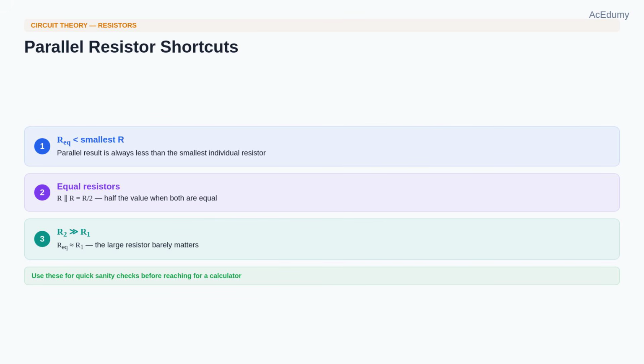Third, if one resistor is much larger than the other, say R2 is 100 times R1, then R equivalent is approximately equal to R1. The large resistor barely affects the result. Keep these rules in mind. They're great for quick sanity checks before you even pick up a calculator.